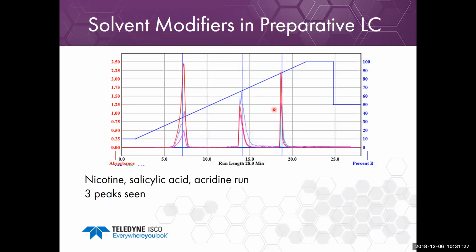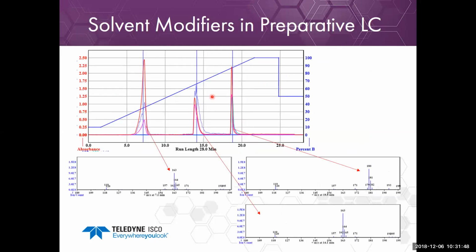So solvent modifiers and prep LC, how do they help us? I did a purification with nicotine, salicylic acid, and acridine, and I see 3 peaks, so everything looks okay, right? I injected 3 compounds. I got 3 peaks, so everything's okay, right? Well, let's take a look.